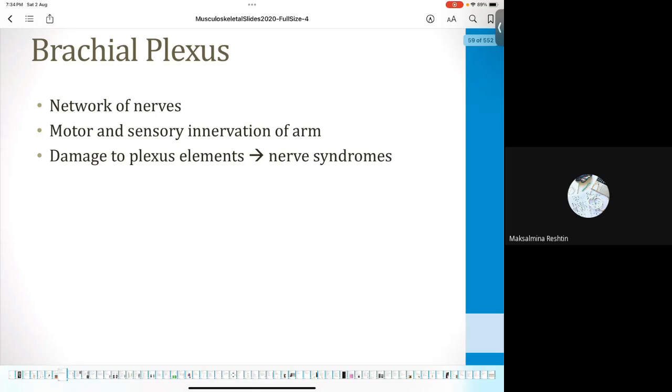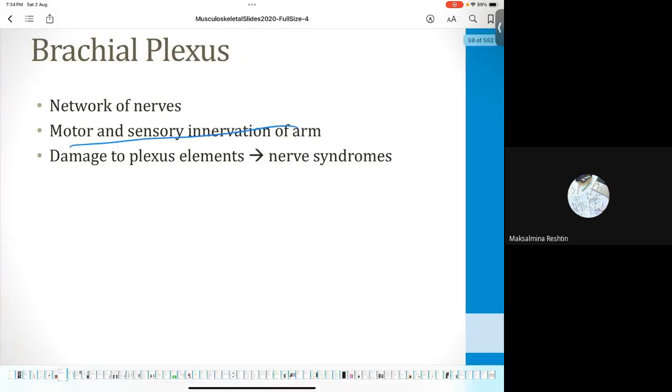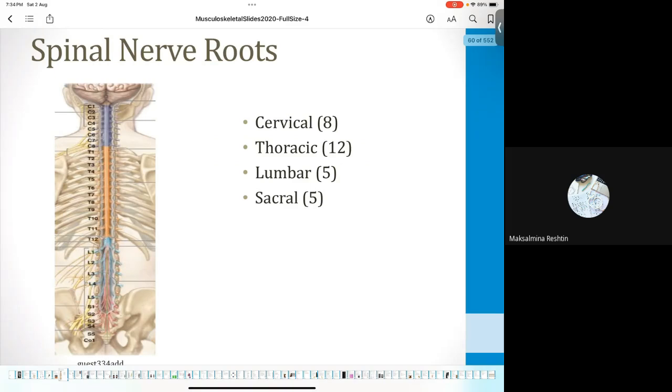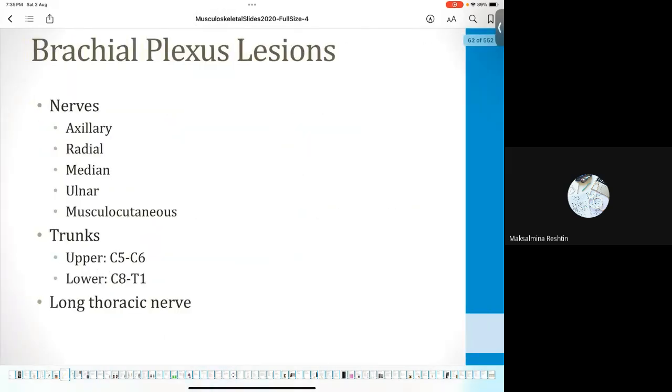Brachial plexus. As we discussed, the brachial plexus is a network of nerves which supplies the motor and sensory innervation to your arm, right? So whenever we have damage of these nerves, we are going to have different problems which we'll be discussing. We know that they arise from C5 to T1. We discussed we have different roots. From the roots, we have the long thoracic nerve. We have trunks, divisions, and cords. Okay, so the nerve lesions, let's discuss them.